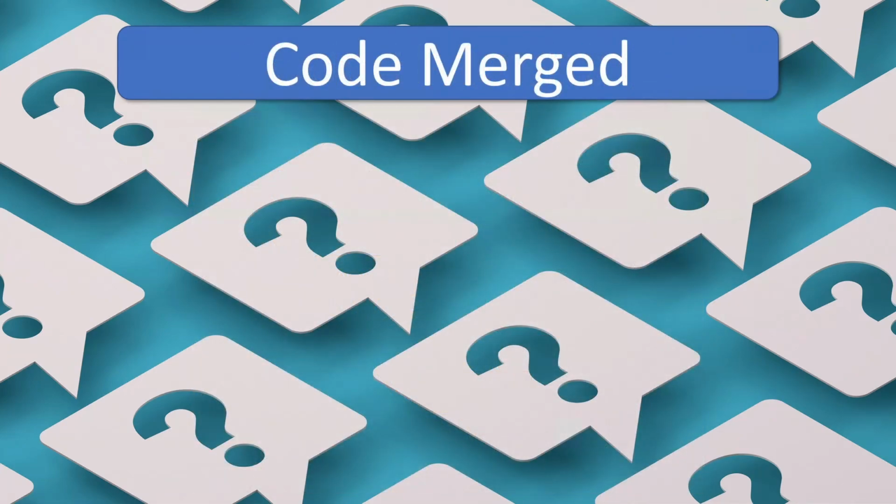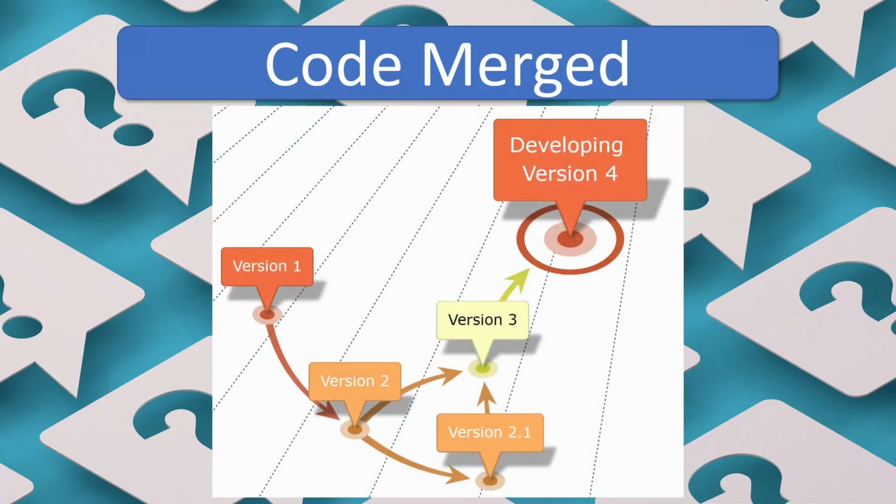Having successfully merged your code fix into the main trunk of development, and tested it of course, it can then be released, and your team can go back and look at the next version's work.